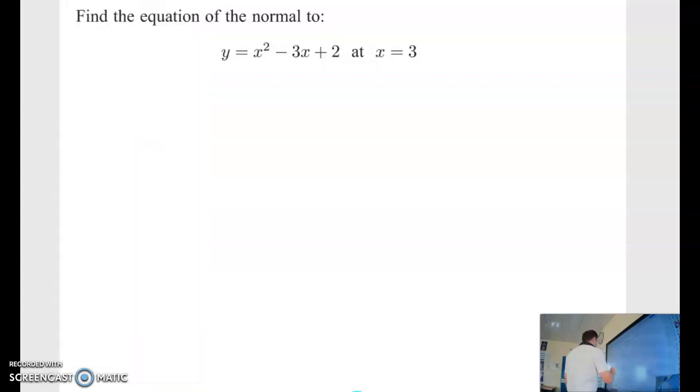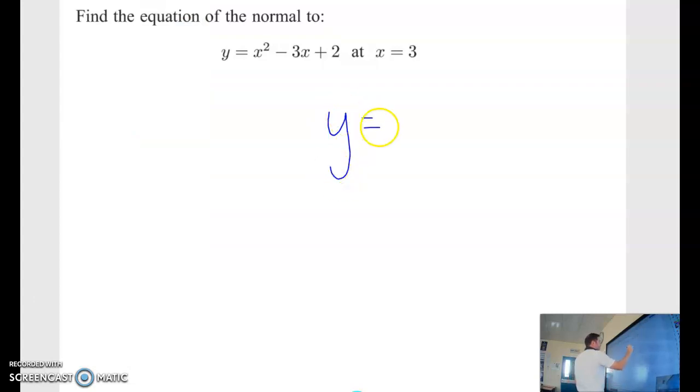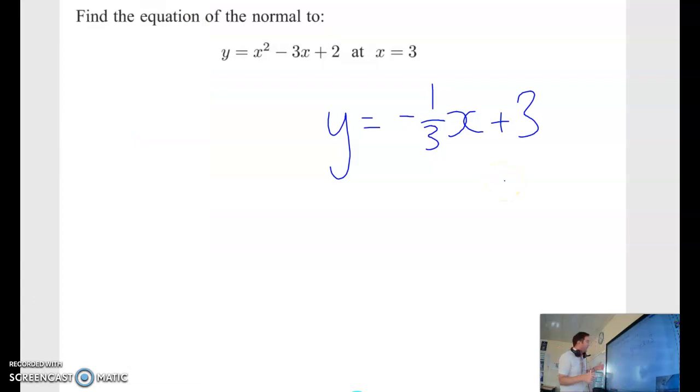And negative 0.3333x, I think that's probably negative a third x plus 3. So the equation of the normal, y equals negative a third x, was it plus 3? Yeah. So there you go. That's using the GDC. Normals, have a play with it, go and do some practice questions, get really proficient with this.